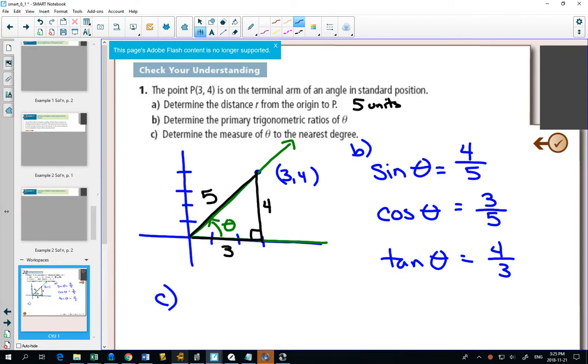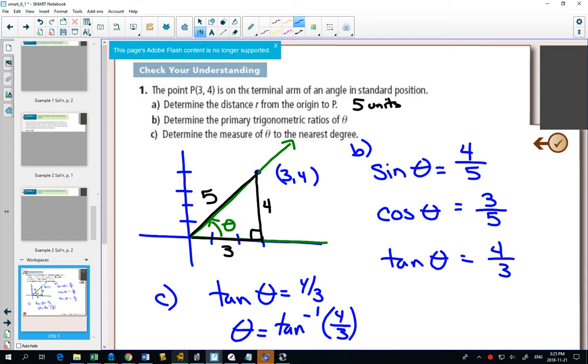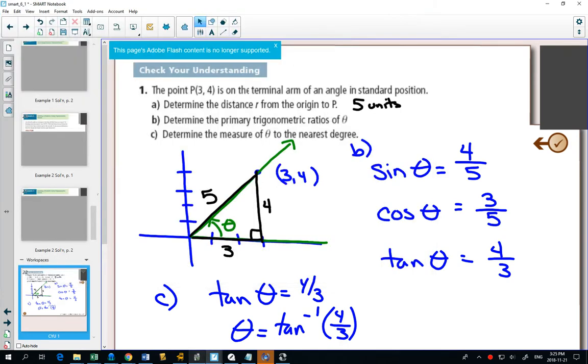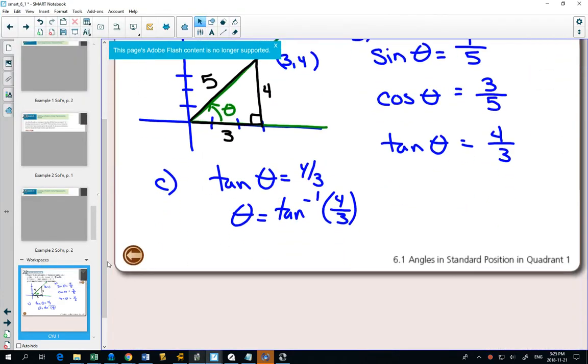For part C, if we want to find angle theta, you can choose any one of those, the sine, the cos, or the tan. You like the tan? So if you have tan of theta equals 4/3, I would find theta, this is back to last year, by doing tan inverse of 4/3. You would get to use your calculator because that's not one of the ones that we know. So we go second tan inverse 4 divided by 3, and we get theta is equal to 53.1 degrees.